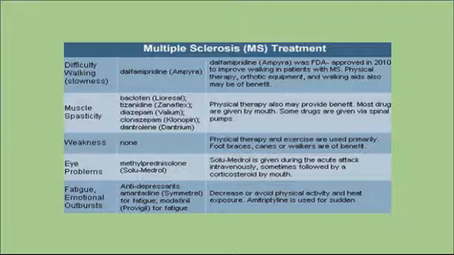If they have spastic muscle spasms, there's baclofen, tizanidine, diazepam, and dantrolene. For optic neuritis, there's methylprednisolone and oral steroids. For fatigue, they'll use antidepressants and amantadine. For pain, often they use codeine, possibly aspirin. It can cause sexual dysfunction, so they may use Viagra.